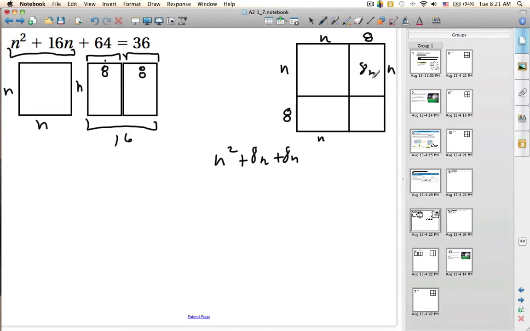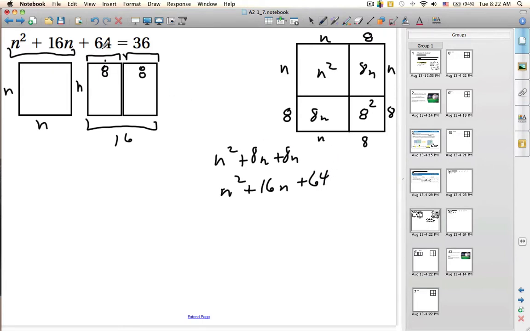This is 8n. This is 8n. This is n squared. And together, when I combine those, I have 16n. And you see that matches what I've started here. So what is this size? Well, you see that this length is 8, and this is 8. So this would be 8 squared, which would be 64.